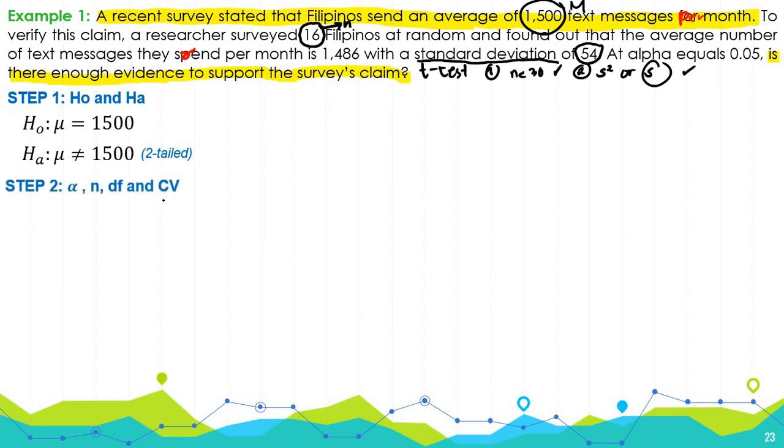For step 2, we need the following information: alpha, n, df, and cv using the t-table. Let's first identify what is alpha. It's very obvious. It's given in the problem.